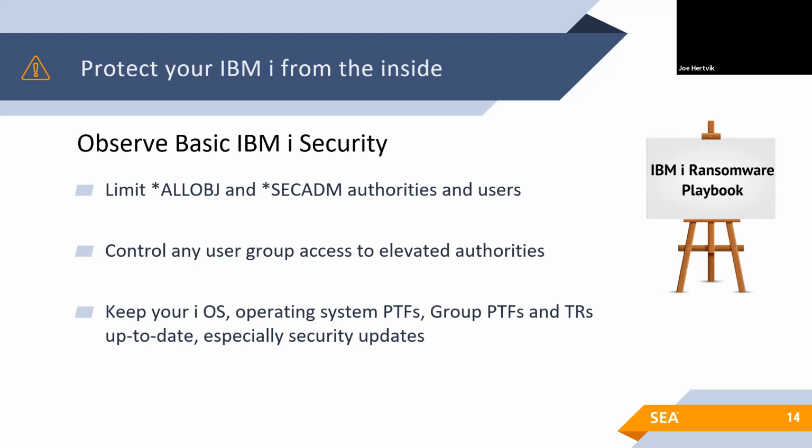Look at your user groups. We may have a user, Bob from accounting, for example, who has no special authorities, but he may belong to a user group that has SecOfficer authority. Look at your user groups. One of the things you want to consider is what authorities do my users obtain through the user groups, and should those authorities be changed? Then, of course, there's the standard: keep your IBM i OS, operating system PTFs, group PTFs, and technology refreshes up to date, especially your security updates.